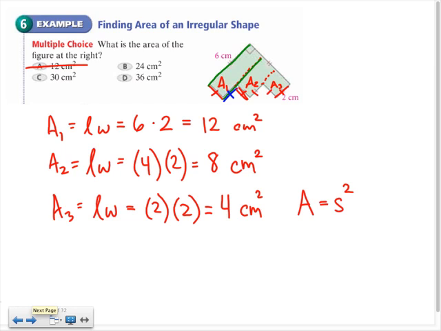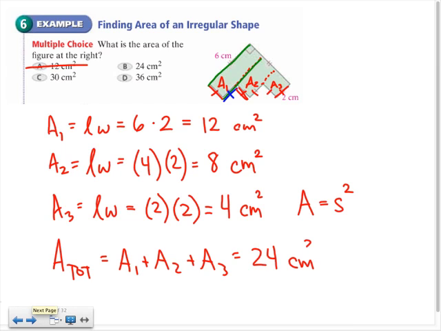Now, of course, if I want to find the total area of all those smaller shapes combined, I need to add them together. And that gives me 24 squared centimeters. So B is the correct answer here.